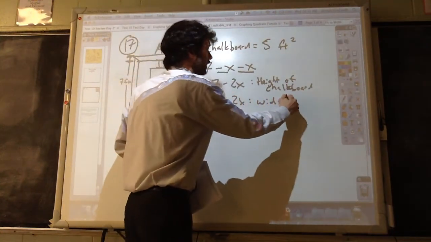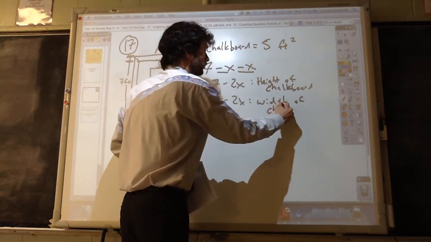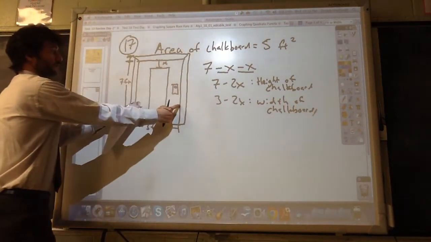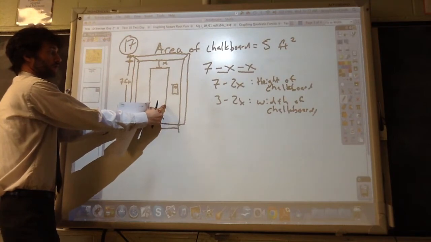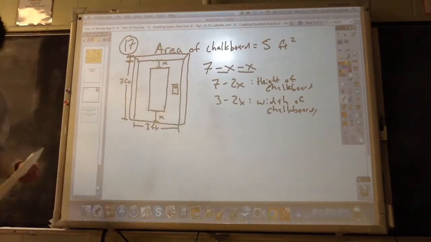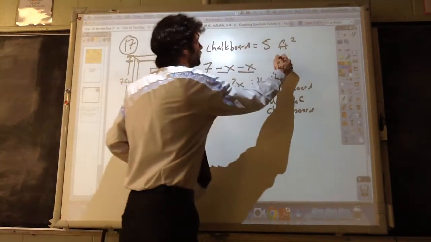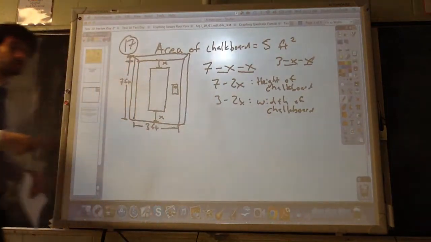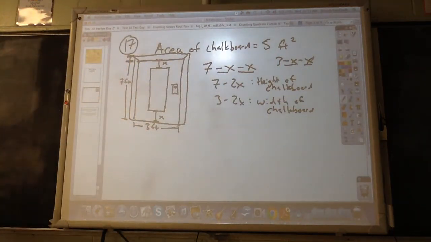So using the same principle we used before, we know that the door is 3 feet across. I just want to know how far across this is. So I need to subtract out this piece and subtract out this piece, but those pieces are x's. So I did 3 minus x and combined the like terms and got 3 minus 2x. Okay, great.